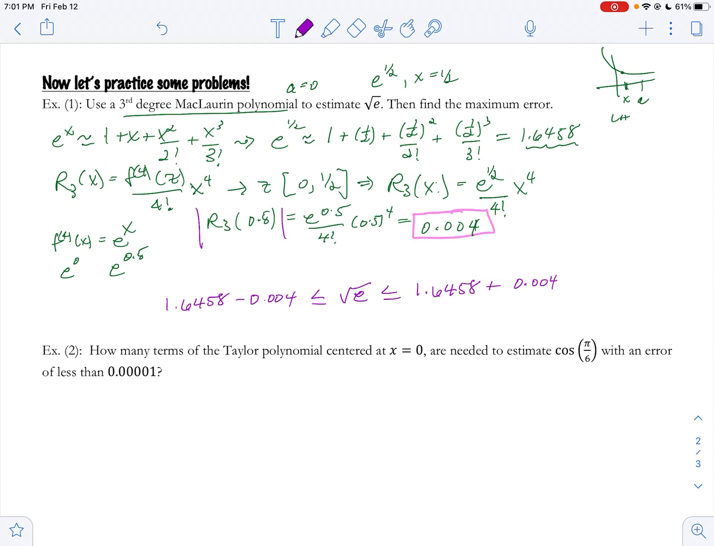And so if I were to actually plug e to the 1/2 into my calculator, what did I get? I got 1.6487. So this was the calculator, this is the error, and this is what I found right here. If you look at it, it makes sense. I subtracted it in my calculator and didn't write it down on the paper to see exactly what the difference was between these two, but it was definitely less than 0.004.